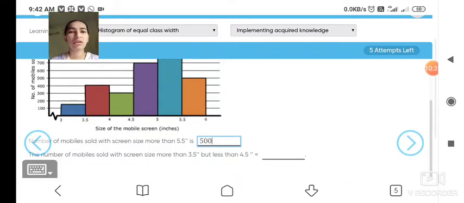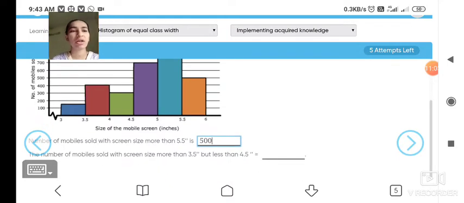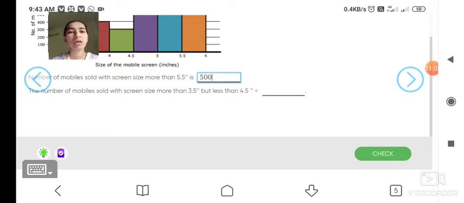See here, 500 is written. Now the next question: the number of mobiles sold with screen size more than 3.5 but less than 4.5. You have to see where the 4.5 is. The green and brown bars are greater than 3.5 but less than 4.5. So add both of them: 400 plus 300, the addition will be 700. So write your answer 700.